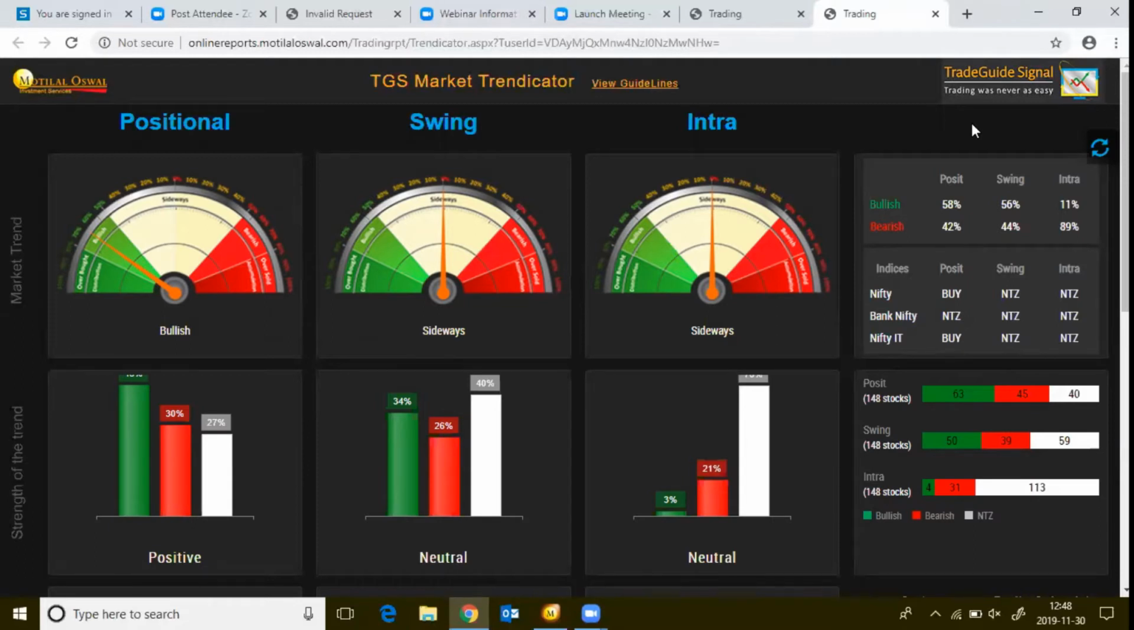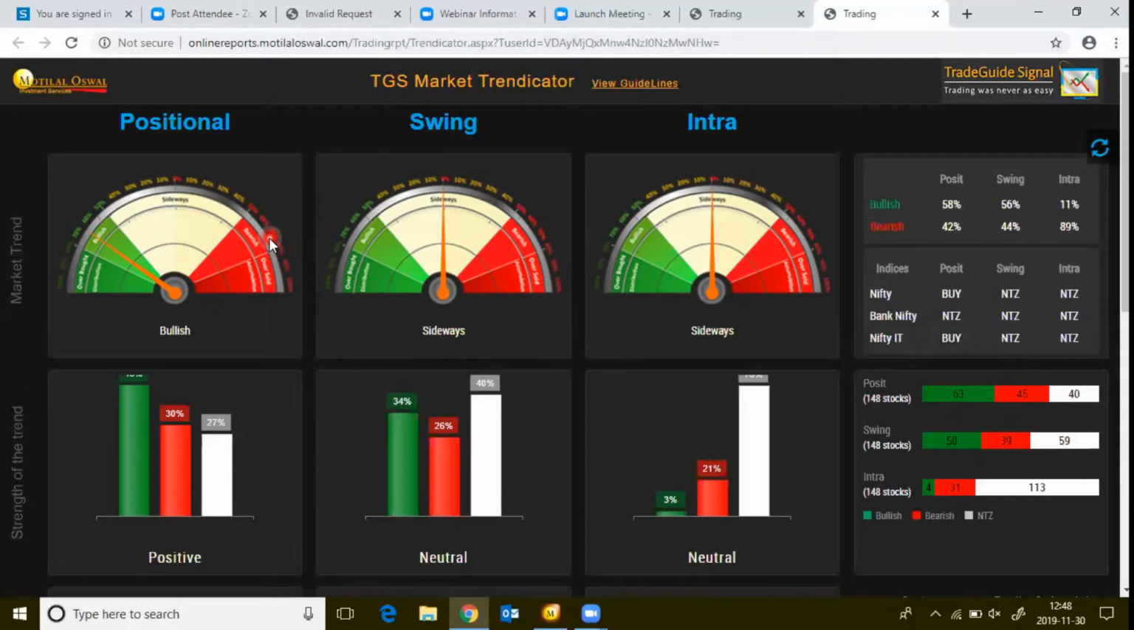Now we are looking at the market trend. As you can see, these speedometers are given right here. It's just like a protractor, or you can find speedometers on your bikes or your cars. So here all the speedometers are given. One is bullish, one is bearish. Bullish means uptrend, bearish means downtrend.